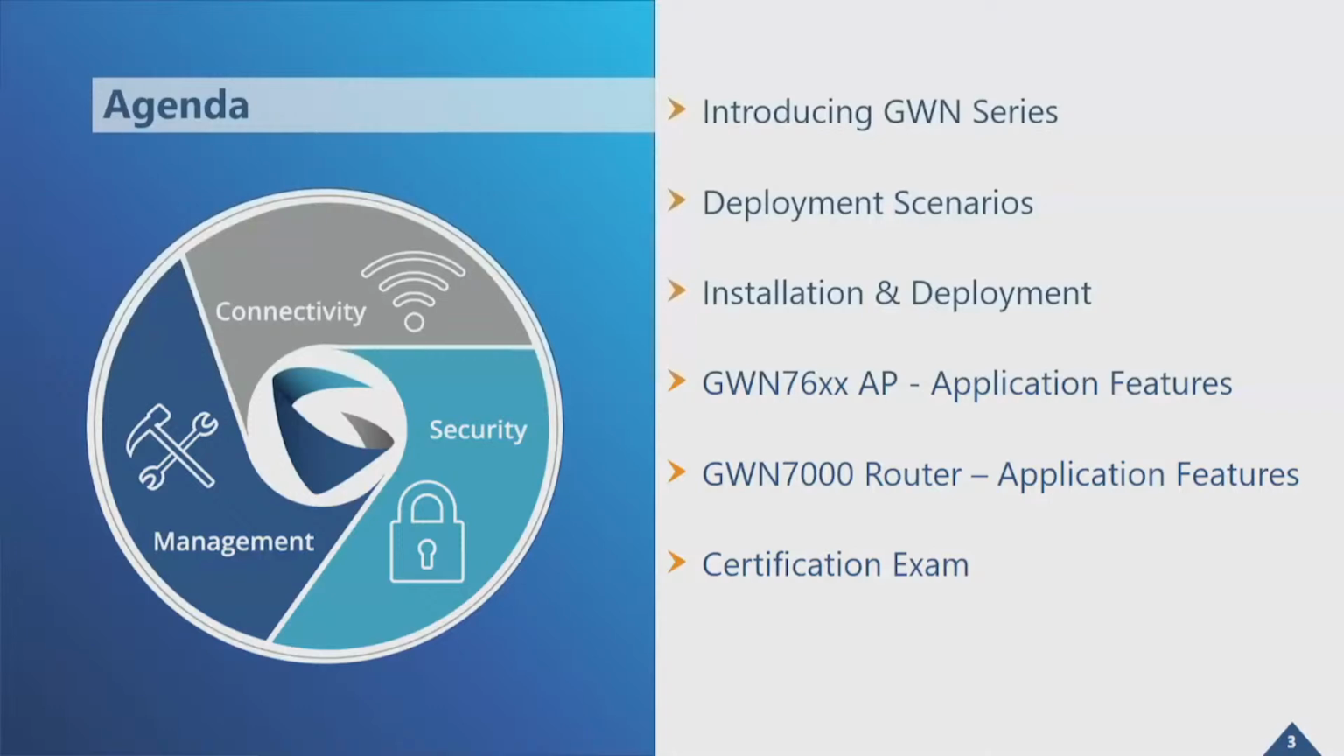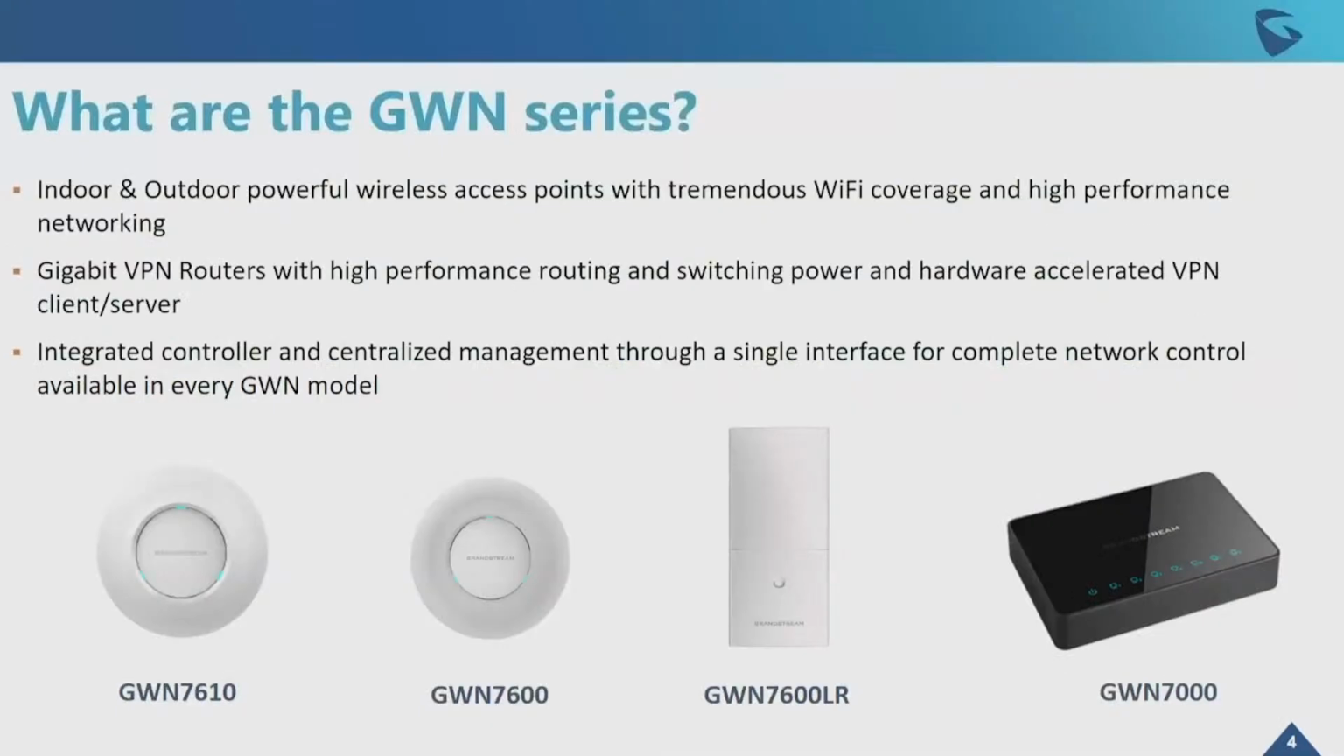Okay, so what are the GWN series? Basically, we have access points as well as routers. We have indoor access points and outdoor access points, primarily modeled to fit into a more enterprise environment, also serving the small to medium-sized business. They are different than some of what you would traditionally think of access points because they do have a wide range coverage, and we'll go over the specifications.